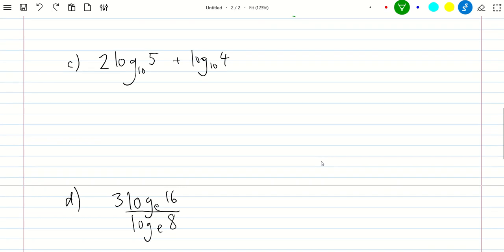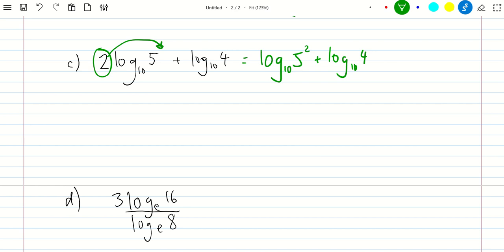That helps us play around with some of our logs here. So what we can do is this is equal to, I'm going to get that 2 and move that up as a power of the 5. So that's going to be equal to log base 10 of 5 squared, so that comes up the top as a power, plus log base 10 of 4. Great. Now that we've got just a normal log plus a normal log with the same base, we can now multiply those two answers together.